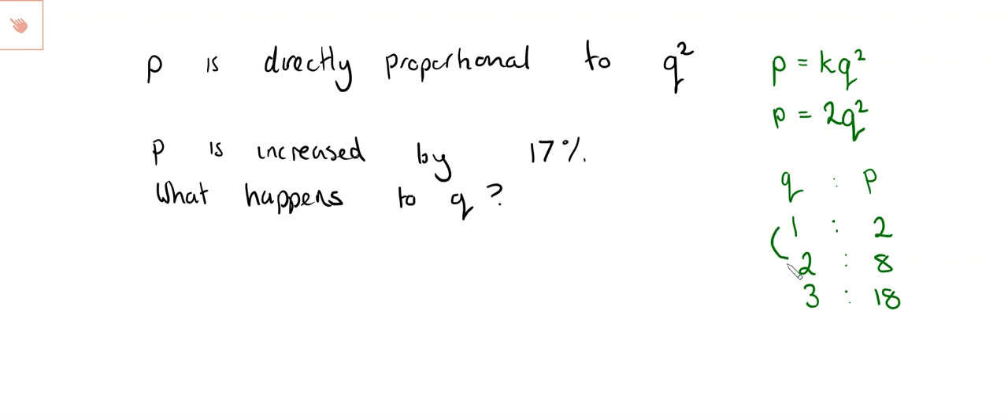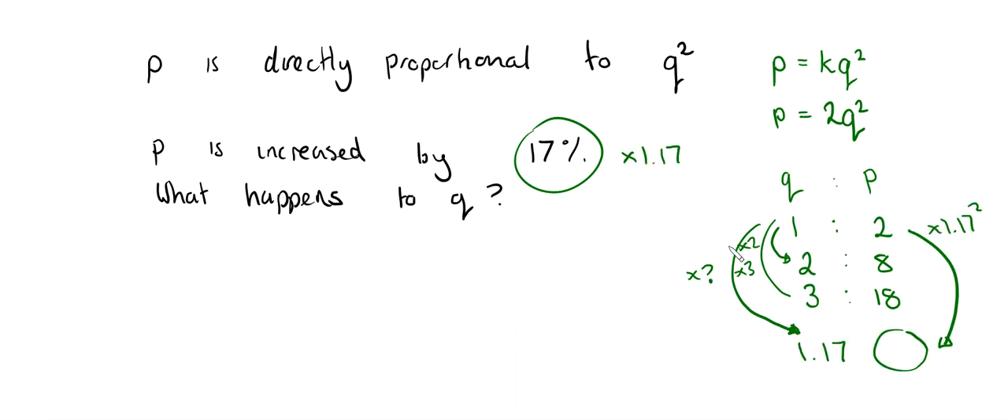Because that is times 2, that's times 3. Neither of that gives me a 17% increase. So if you want to go the number route, you need to think, what would it be multiplied by for a 17% increase? Over to you.